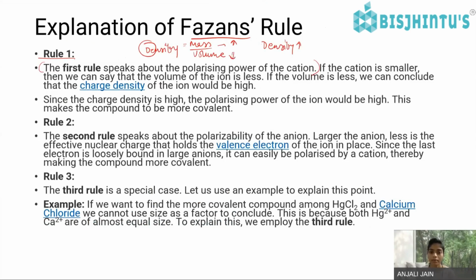And volume, if it is decreasing. Okay, so here we are having less volume. Volume was less, that is why the density was increasing, because density is inversely proportional to volume. If volume is decreasing, then the density will increase.